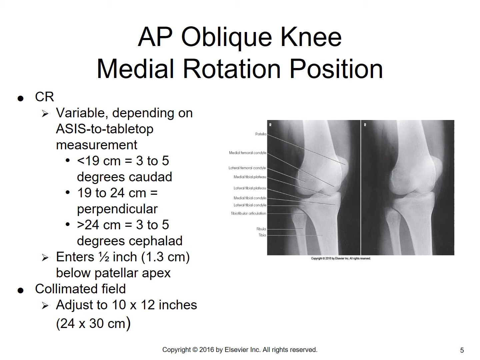So notice on the medial, you're separating the tibia from the fibula. On the lateral rotation, there was actually superimposition. We'll take a look at that again when we get to the criteria and evaluating the images at the end of this presentation. And once again, you're going to collimate to a 10 by 12.